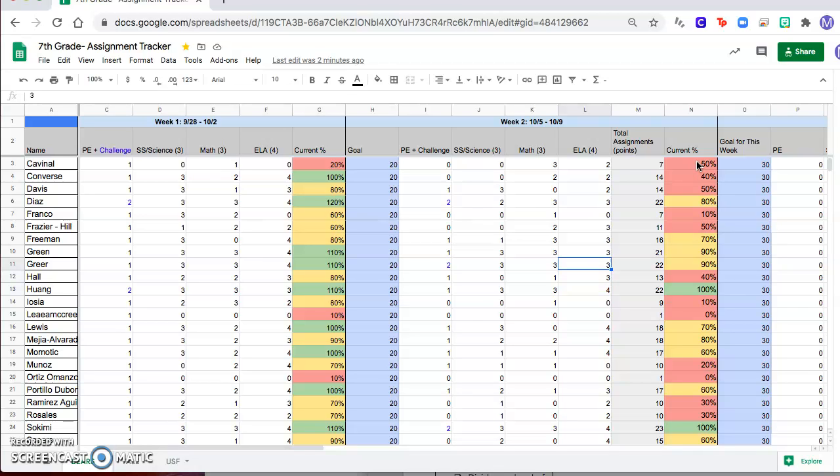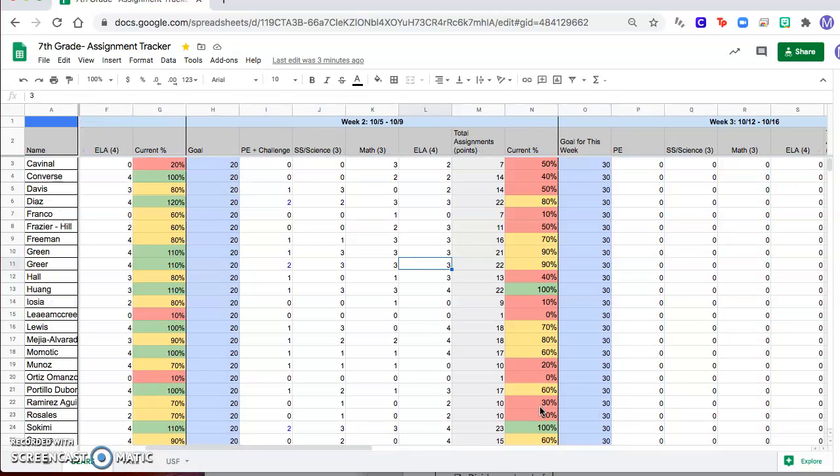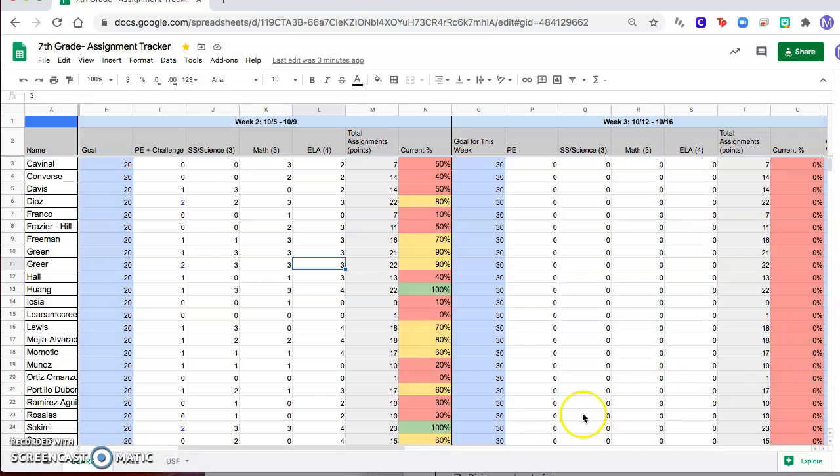So if you have any questions about the tracker, please feel free to let me know. This is super important just to make sure that your student is on track, because sometimes on Google Classroom it's a lot harder to check. So if you have any further questions about this tracker, let me know, but each week it will be updated so you could check how much they completed that week.